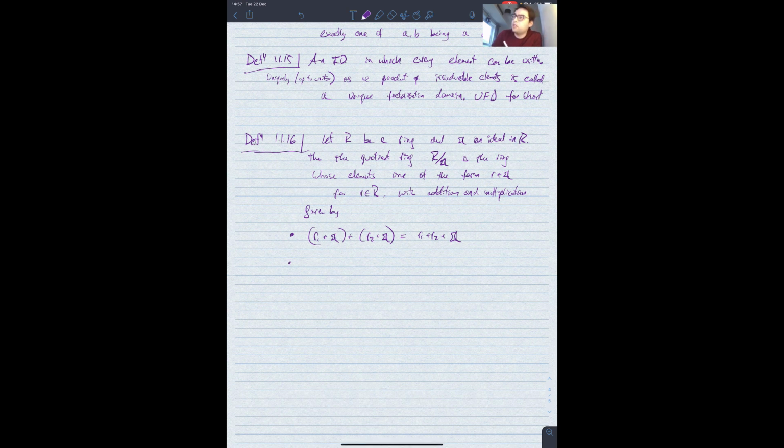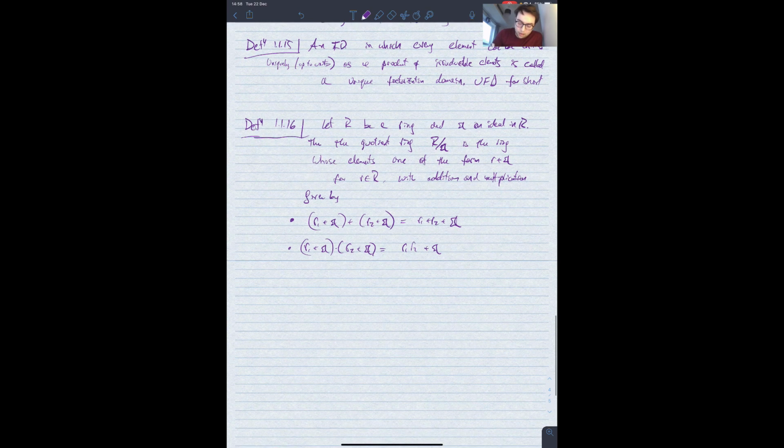This is how I do addition. And r1 plus 𝔞 times r2 plus 𝔞 is just r1 r2 plus 𝔞. I'll leave you as an exercise to check that this is well defined, and I'll let you think about what the unit, the 1, is, and what your 0 is in this ring. Okay, so I'll stop here for this first part.